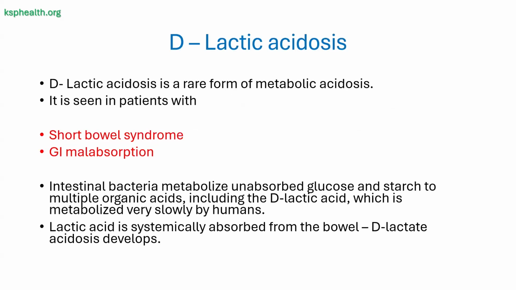The other one is called D-lactic acidosis, often not discussed that much, like L-lactic acidosis. L-lactic acidosis, especially with less perfusion, is most commonly encountered in the hospital setting. D-lactic acidosis is a rare form of metabolic acidosis seen in patients with short bowel syndrome, GI malabsorption. Intestinal bacteria metabolize unabsorbed glucose and form D-lactic acid in the gut. Since they have a short bowel and GI malabsorption, it gets absorbed into the blood, causing D-lactic acidosis.